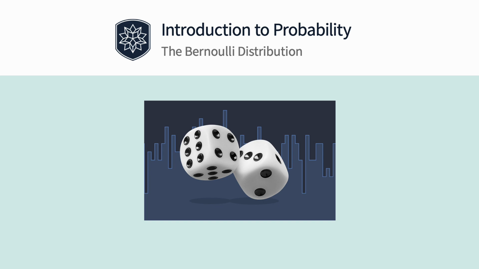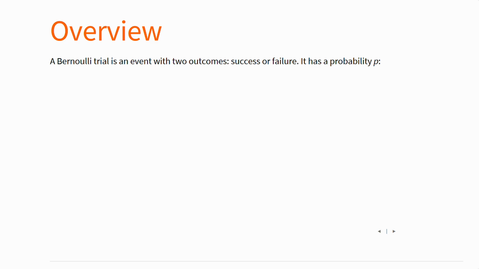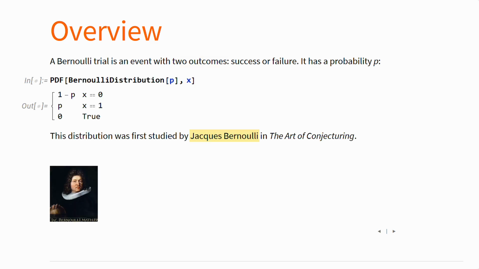Let's begin. In Lesson 3, when I defined events, I mentioned binary sample spaces. An event on a binary sample space is called the Bernoulli trial. There's a discrete random variable associated to it, with only two outcomes. This is the Bernoulli distribution, first studied by Jacques Bernoulli in his book The Art of Conjecturing.